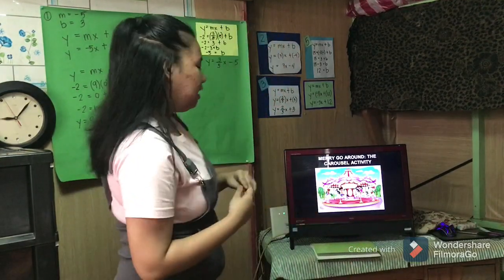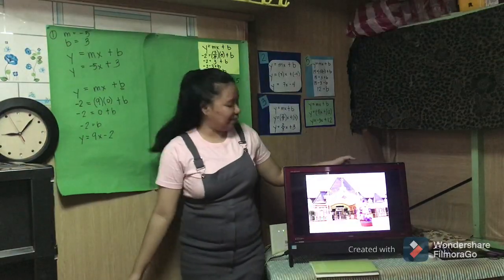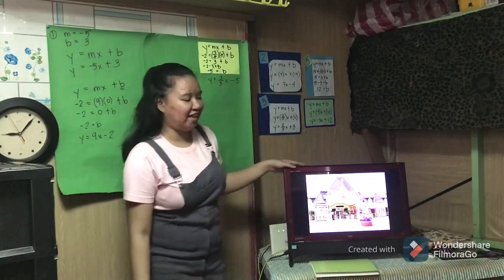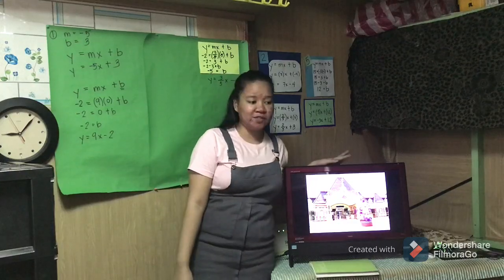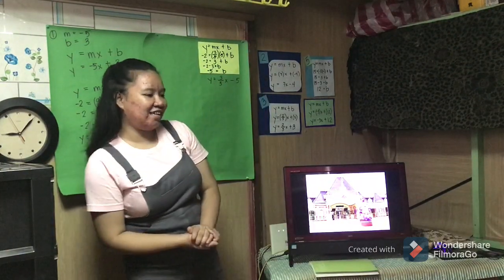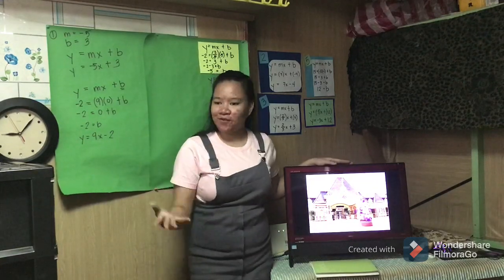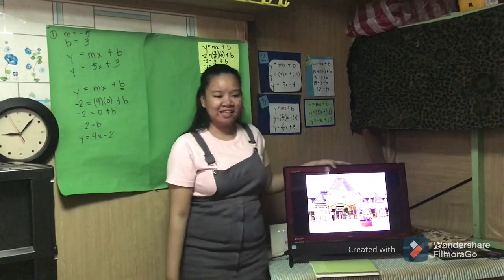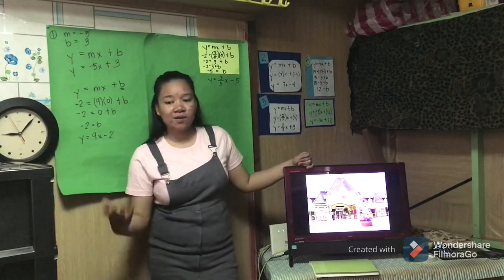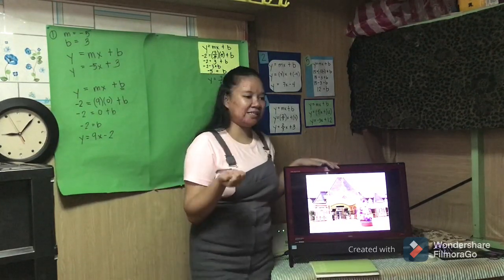Okay. Now look at the picture. What is it? Yes, it's Enchanted Kingdom. Have you ever been to an amusement park or Enchanted Kingdom? Yes, ma'am? Okay, during your field trip. Did you know that slope-intercept can be found here? You can encounter slope-intercept here. How? Okay, let's have an example.